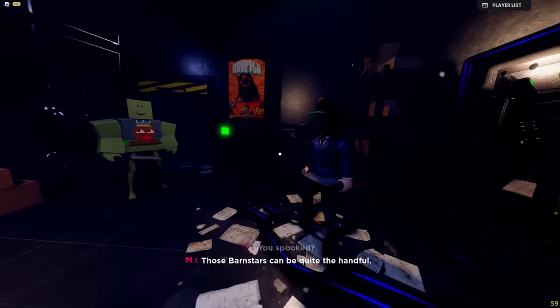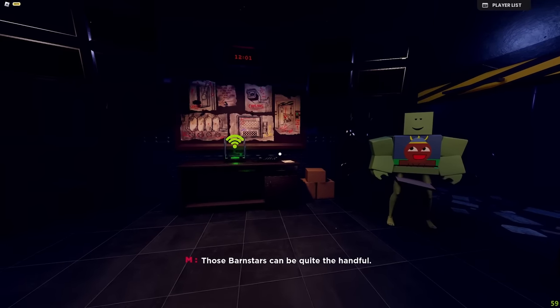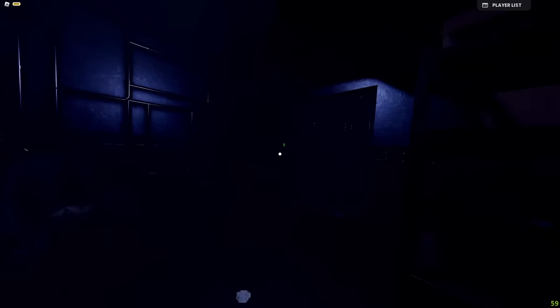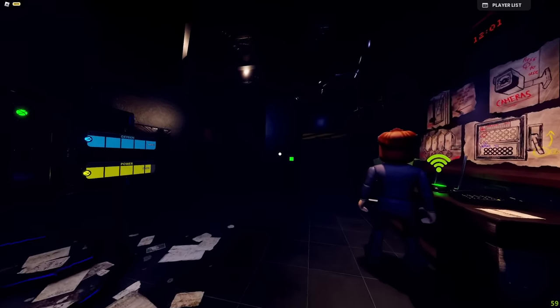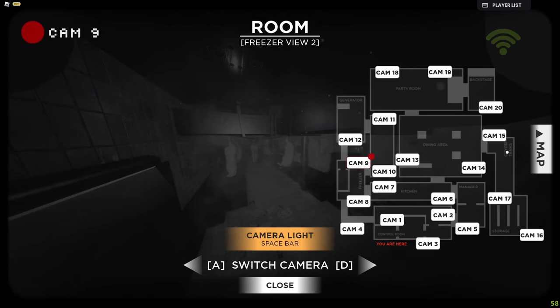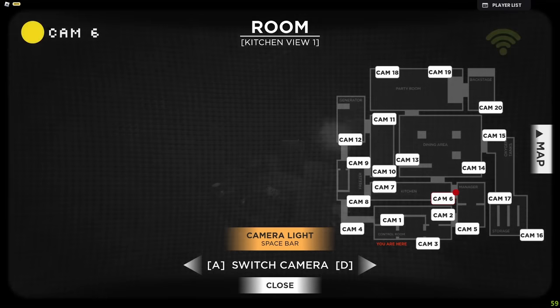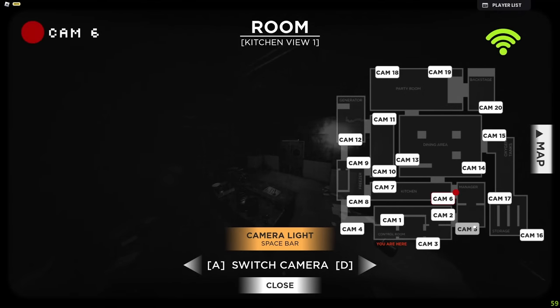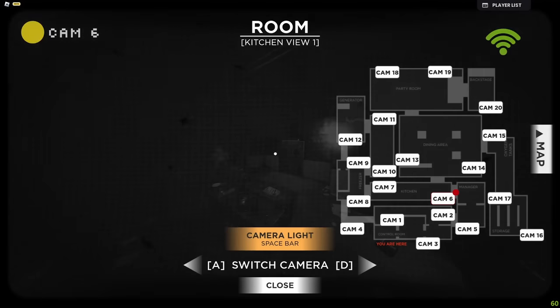Okay, I'm going to call. Those Barnstars can be quite the handful. Okay, all he said was just keep your distance. Oh, if it's static, then they're probably moving. Oh, yo, Cam 6, Freddy is there. Cam 6. Oh, and he just moved into the darkness, so he can't see you anymore. Oh, there he is. Wait, stop talking.